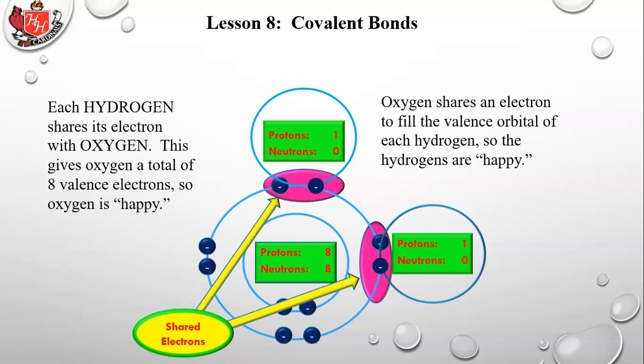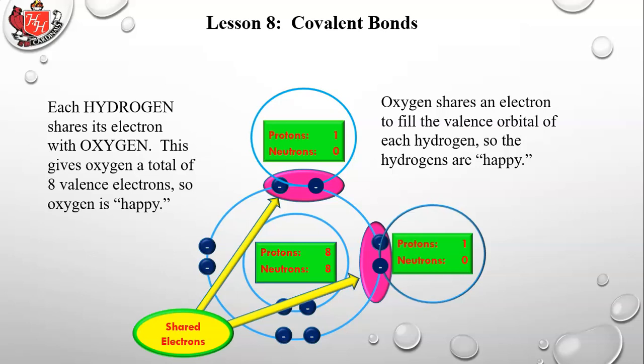Similarly, the hydrogen on the right, it shared 1 electron, oxygen shared 1 electron. So those 2 electrons over on the right count as 2 electrons for hydrogen, but they also count as 2 electrons for oxygen. So in other words, you're double counting those shared electrons.